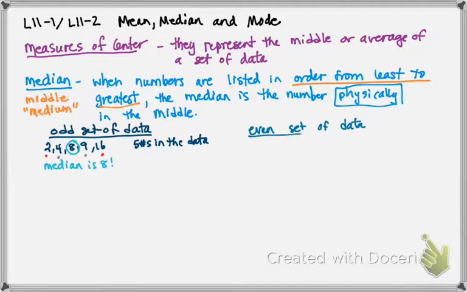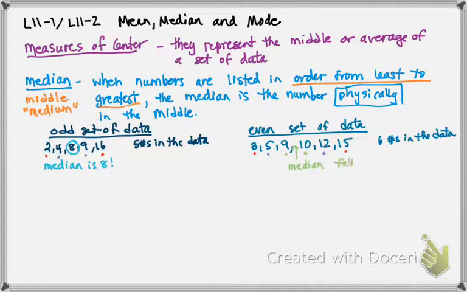Okay, so let's do an example here. So we've got 3, 5, 9, 10, 12, 15. So we have 6 numbers in the data. Okay, so if we did it the way that some of you had learned, where you start on the outer edges and work your way in, when you do it with this one, all of a sudden you've run out of numbers. So what you need to look at is in between the two numbers. So the median falls between the two middle numbers.